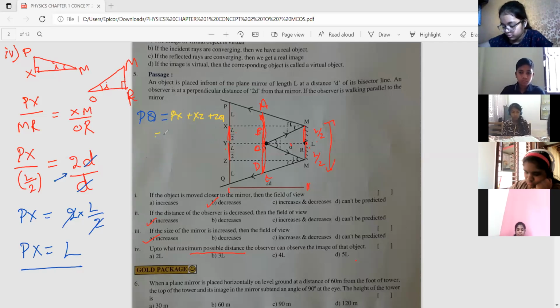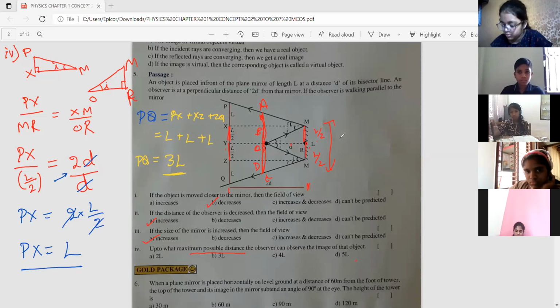Now from the figure we can write PX. What we got? It is L plus ZX. What is the ZX? It is L by 2 plus L by 2, that is L, plus ZQ. Z to Q, how much distance? It is L. So L plus L, how much, children? 3L. So the person can see up to a distance of 3 times the length of the mirror.